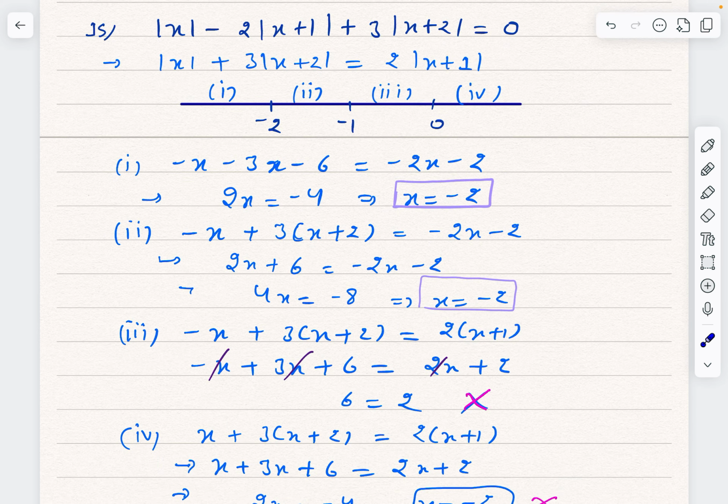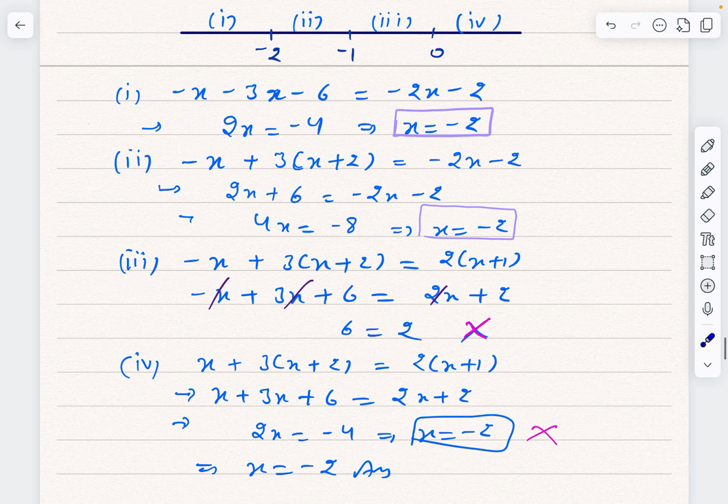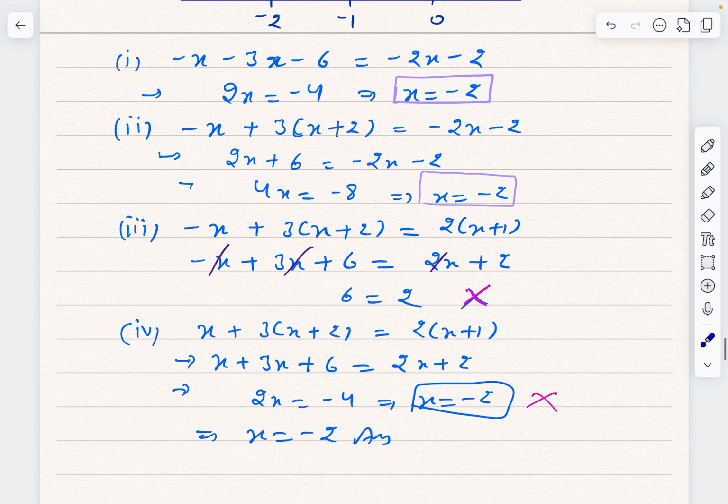Fourth case, when x is more than 0, in this case all of them will be positive. So everything will open with positive sign. You get x plus 3x plus 2 equal to 2x plus 1. When you solve, you get again x equal to minus 2, which we cannot take here, no? Because you are looking for values of x which are greater than 0, or maybe equal to 0 also we can take, but not anything other than that. Less than 0 we cannot take. So there is no solution here also. So that means the only solution we get is minus 2.